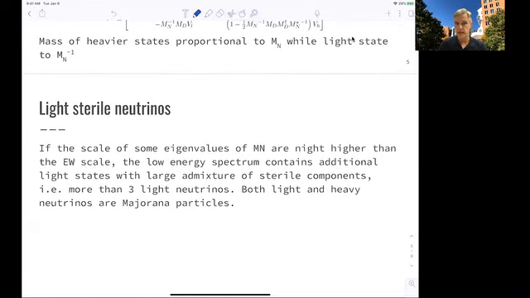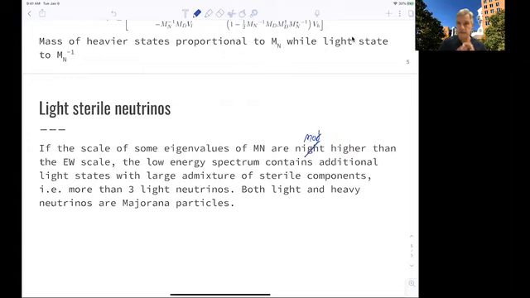However, if the mass scale of those eigenvalues is not higher than the electroweak scale, the lower energy spectrum contains these additional light states. So you have not just the 3 light neutrinos, but additional light states, which mix with these 3 light neutrinos. And that is an interesting area to look for these particles, as they would lead to small deviations in observed electroweak precision properties, and they might yield some interesting decays in nuclear physics. And we'll come to those specifics later.